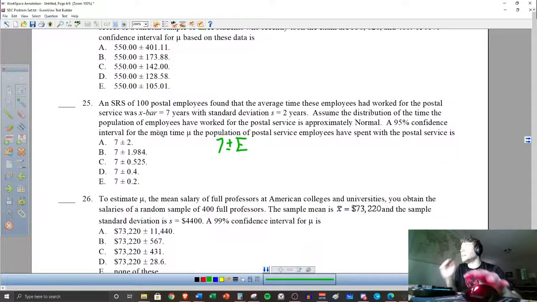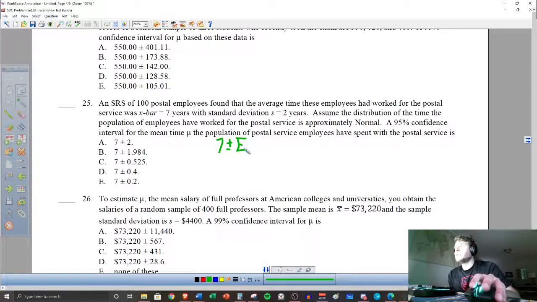It says, an SRS of 100 postal employees found that the average time these employees had worked for the Postal Service was X bar equals 7 years. So that's sample mean equals 7 years. That's the mean of the 100 postal employees with a sample standard deviation of 2 years. Assume the distribution of time for the population of Postal Service employees is approximately normal. That's important. A 95% confidence interval for the mean time mu of the population of Postal Service employees spent with the Postal Service is.